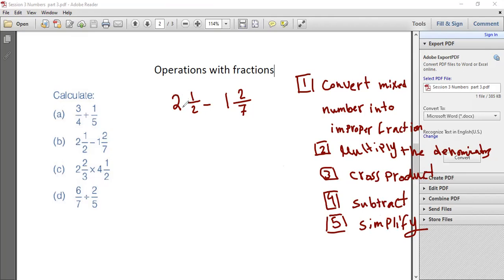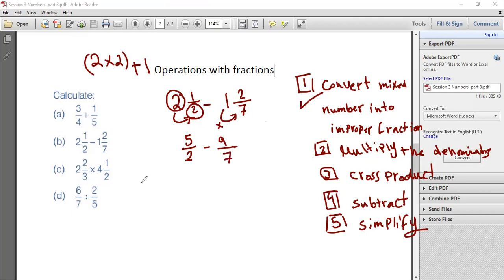Here, you need to convert the mixed number into an improper fraction. So what I'm doing is 2 multiplied by 2 is 4, and 4 plus 1 is 5 over 2. Again guys, you multiply the whole number by the denominator plus the numerator up here. Is it clear? Step 1, how to make it? 1 multiply 7 is 7, and 7 plus 2 is 9 over 7. Is it okay? You know how to do this?